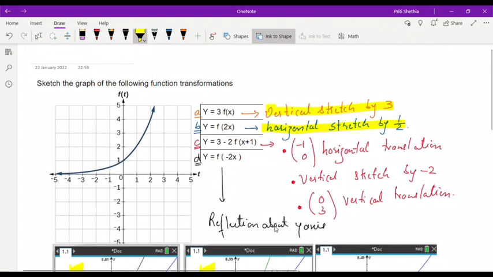The C part, as you can see over here, is having 3 transformations which are clubbed together. One is a horizontal translation of -1, this part. Then you have a vertical stretch by -2. See, this is important. It is a vertical stretch by -2. And then you have a vertical translation by 3.